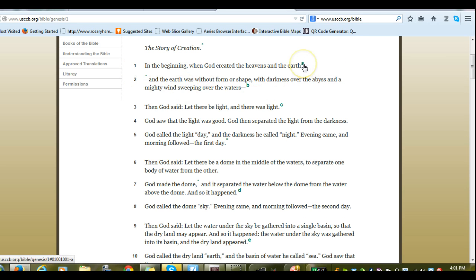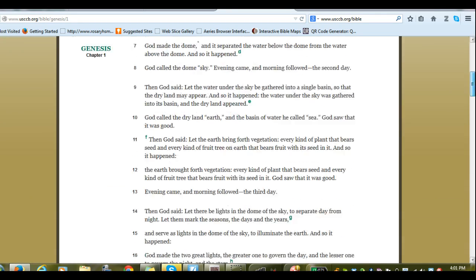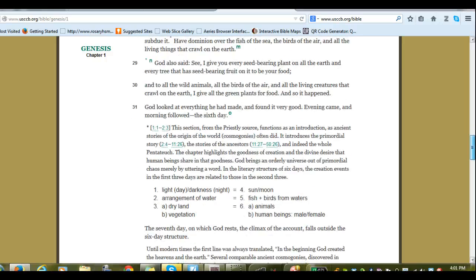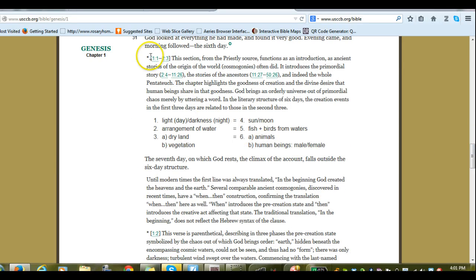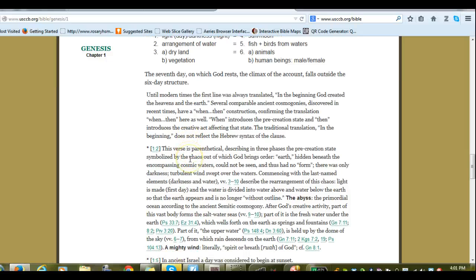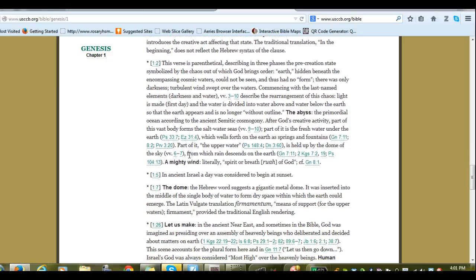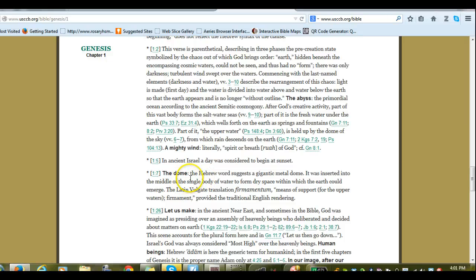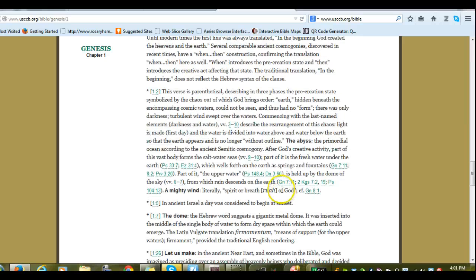Now, see these over here? These are very important because when you go down to the bottom of the page, and we're going to be doing this a lot, here again are our verses and our chapters. And this gives us more information. It helps us to understand what we've read. So it's very, very important to always use your footnotes. It tells you a lot more information. Right here it talks about the dome. The Hebrew word suggests a gigantic metal dome. So this helps you to understand. And here, the Latin Vulgate translation of firmament is very interesting. So this is very important to always use your footnotes.